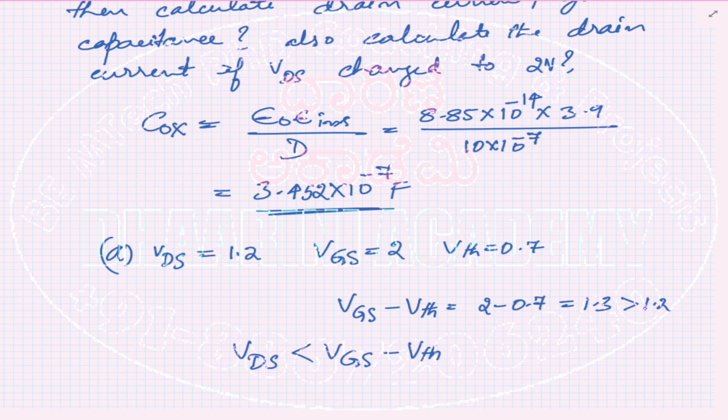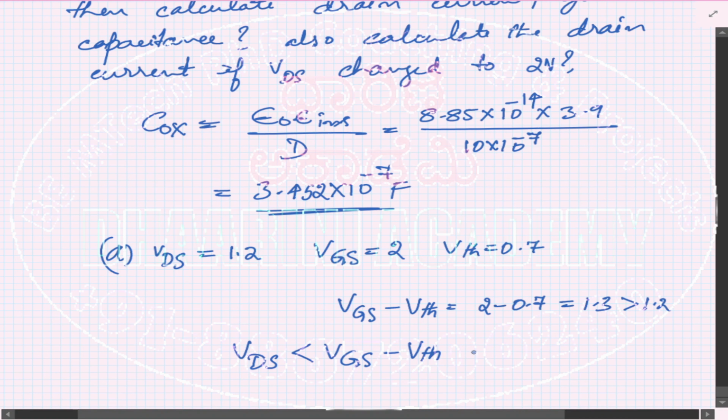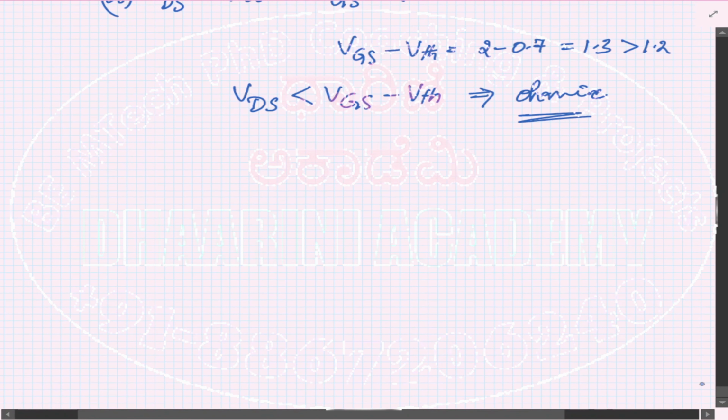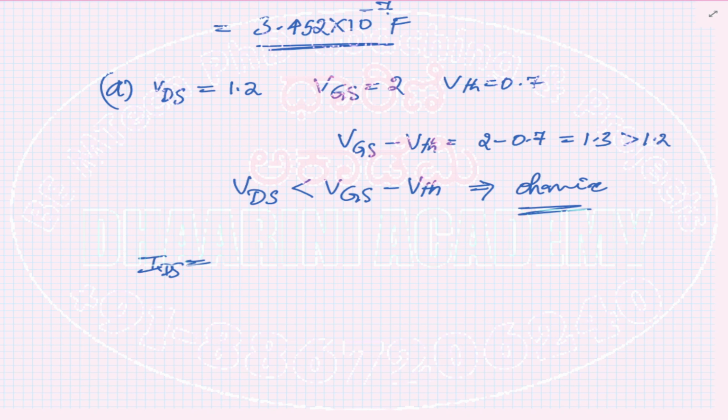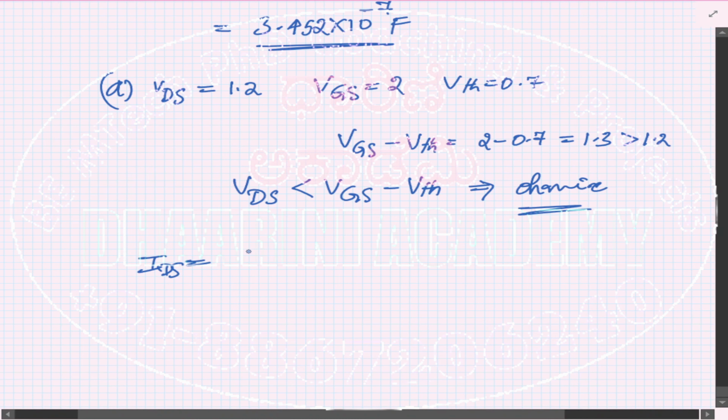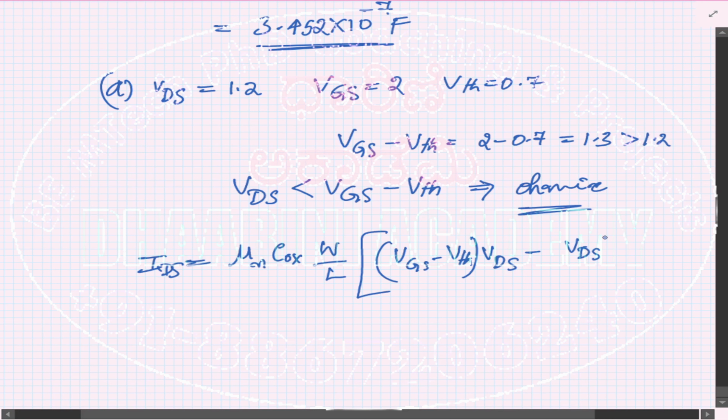So in the first case, I understand that VDS is lesser than VGS minus VTH. VDS is 1.2, VGS minus VTH is this. So this means the given MOSFET is in which region? It is in the ohmic region. So in the ohmic region, write the equation for current. IDS is nothing but mu, mobility of electron, Cox, oxide layer capacitance, W by L, into VGS minus V threshold into VDS minus VDS square divided by 2.